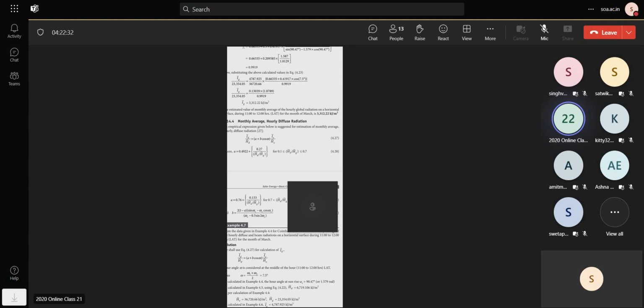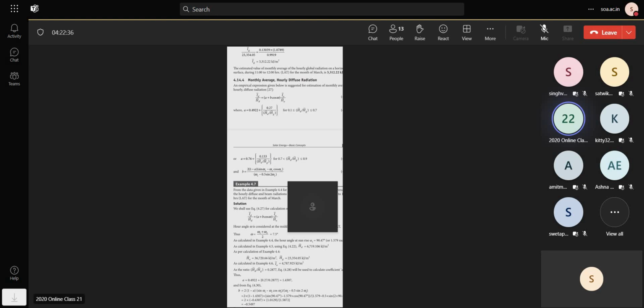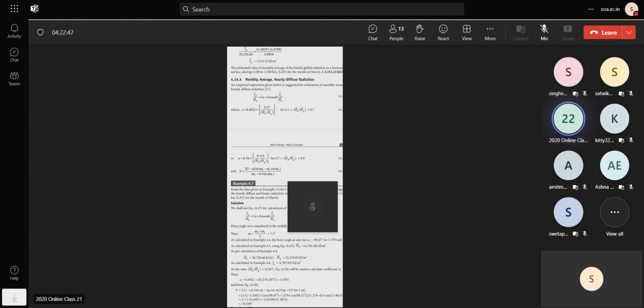Or else if your HD by HG bar is different and it is greater than 0.7 and less than 0.9, so it will be within this. You have to use this formula 4.29, and for B you have to use this formula 2 into 1 minus A, sin ωs minus ωs cos ωs. No need to worry, ये formulas, जो बहुत बड़ा फॉर्मूला दिख रहा है ना, वो हम एग्जाम में दे देंगे.